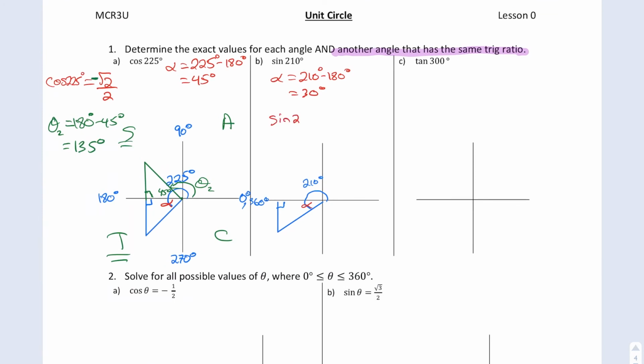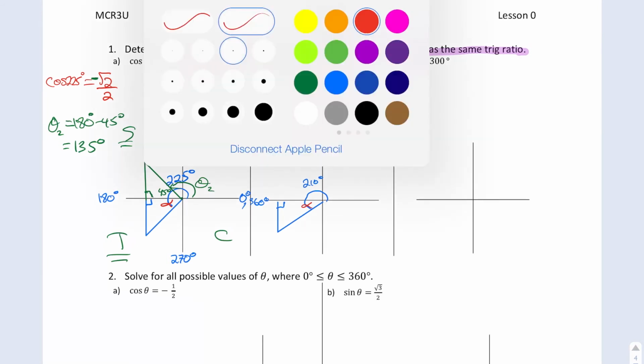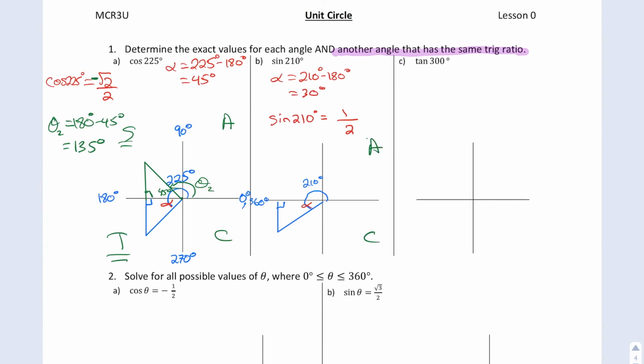So that means sine of 210 equals 1/2. But I have to think of the CAST rule to finish this off. The CAST rule says in this quadrant again, sine is going to be negative. So that's my first answer. That gives me the value where it's negative.